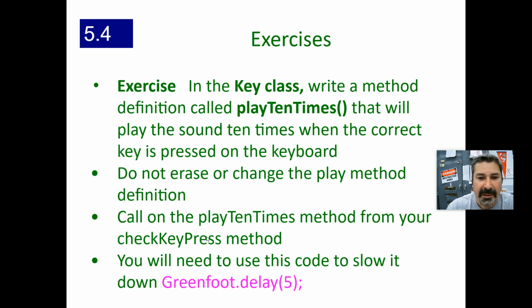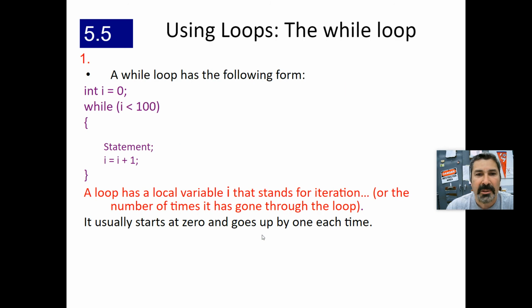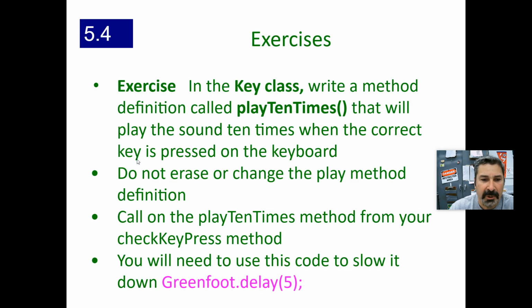By the way, you need to add in Greenfoot.delay 5. So you're going to start inside your play 10 times with this int I equals 0. Start with this code, right? This is a good start. And we're going to change this number to however many times we want it to happen. Then delete statement and ask, what do you want it to do? Well, you want it to play. So we're going to delete statement and put in something like play, parentheses, parentheses, semicolon, right? We're going to take this generic form of a loop and make it do what we want it to do. Okay? See if you can make it happen.